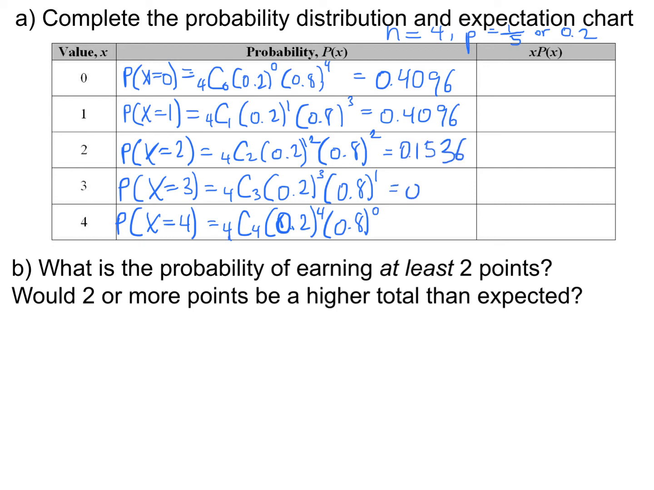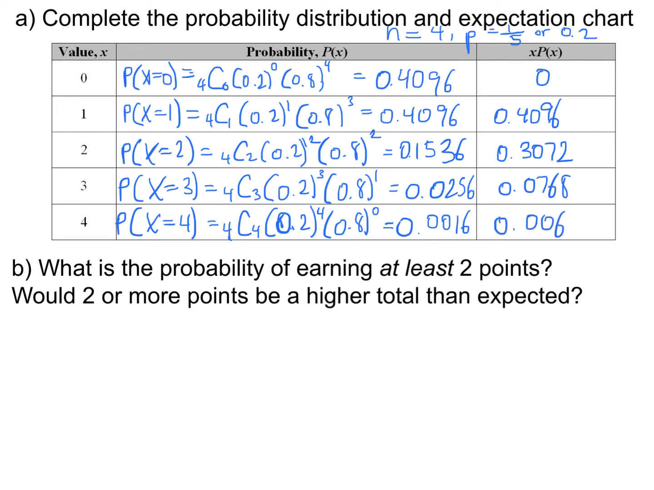0.1536, 0.0256, and then 0.0016. Now the expectation column here, you would have 0, 0.4096, 0.3072, 0.0768, and 0.0064. Okay, so hopefully you got those values.